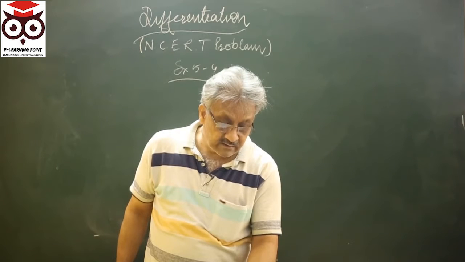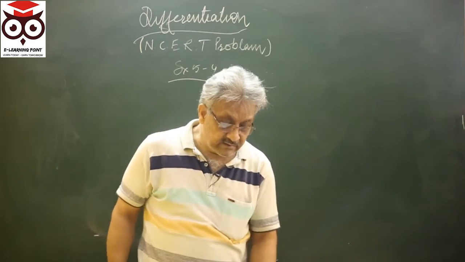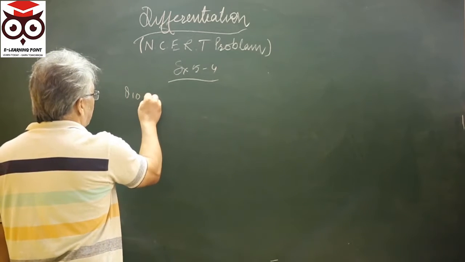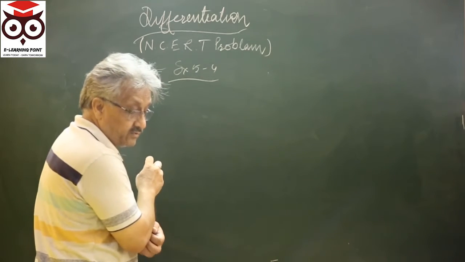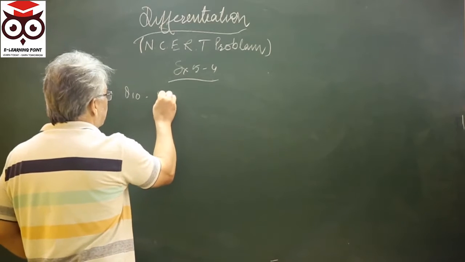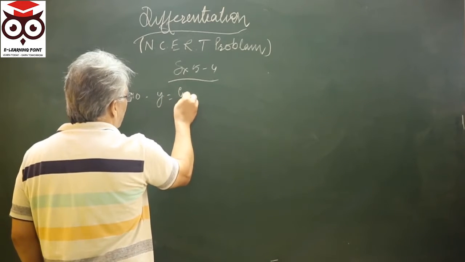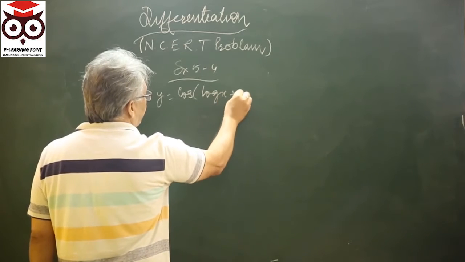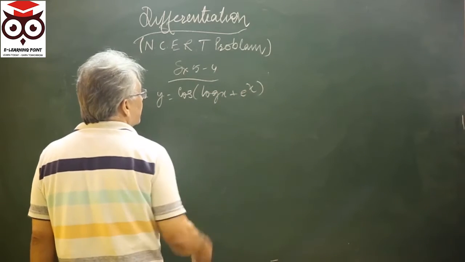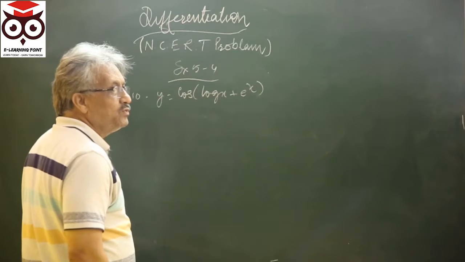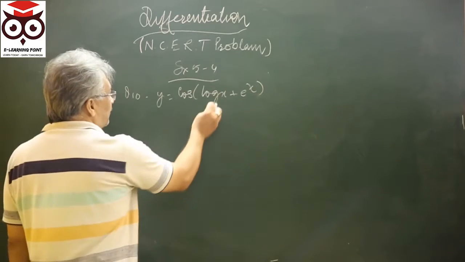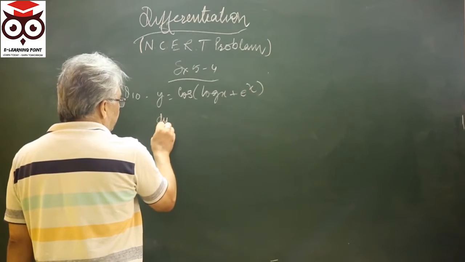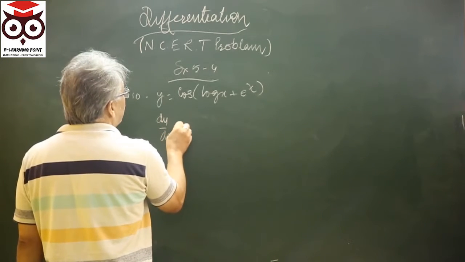I think it is given here. This is question number 10. This is not discussed by me, and this is y is equal to cos(log x plus e^x). Now here I will use the chain rule. So first of all you will put your hand like this. So what is this? This is dy by dx.